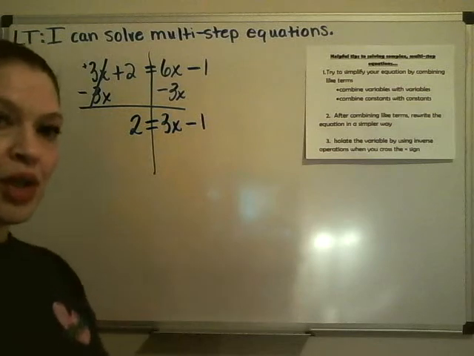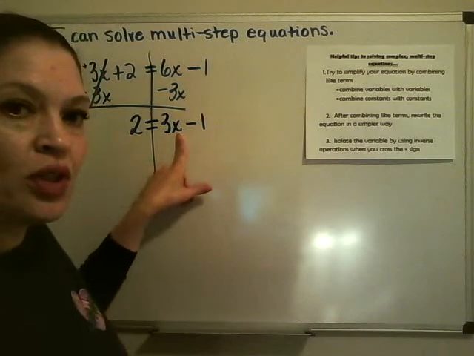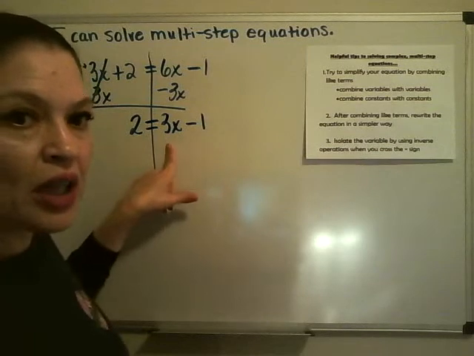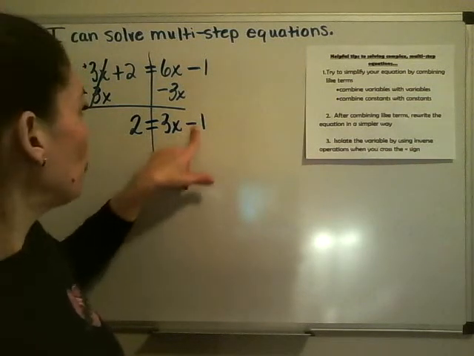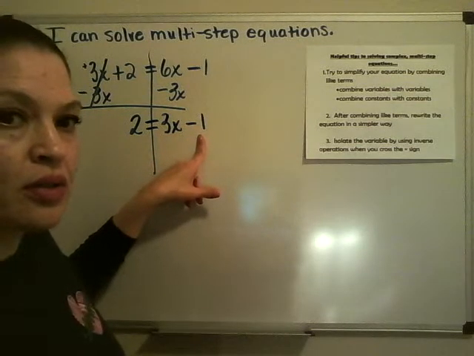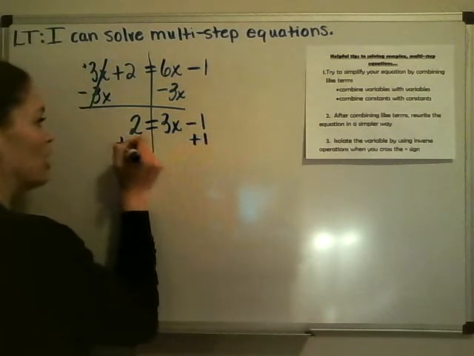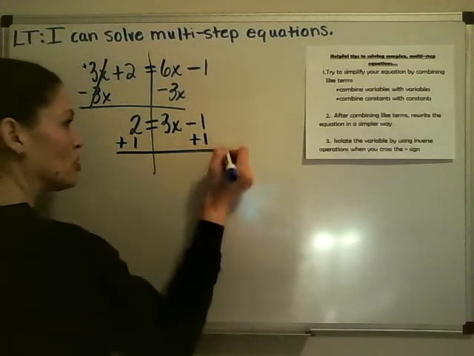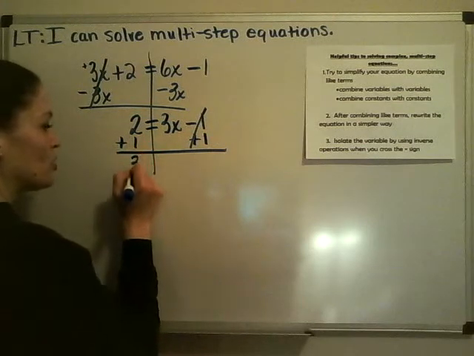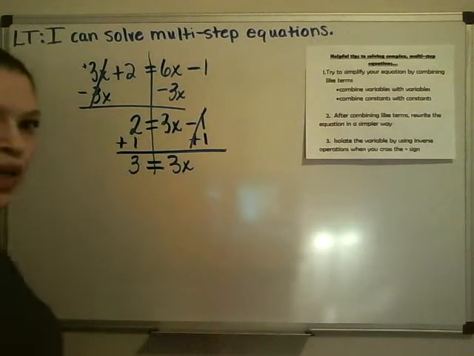Okay, remember, our goal is to get x by itself. So that negative 1 has to move over here, and that 3 also has to go. So how can we move this 1? How are you going to do it? By adding 1. Add 1, add 1. Those cancel. 2 plus 1 is 3. 3 equals 3x. Okay, we are almost there.